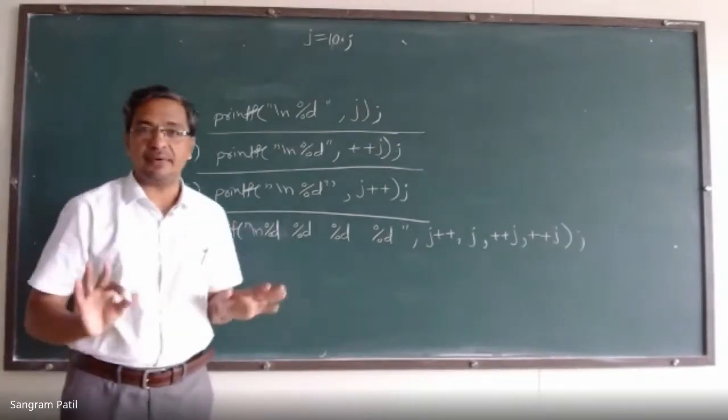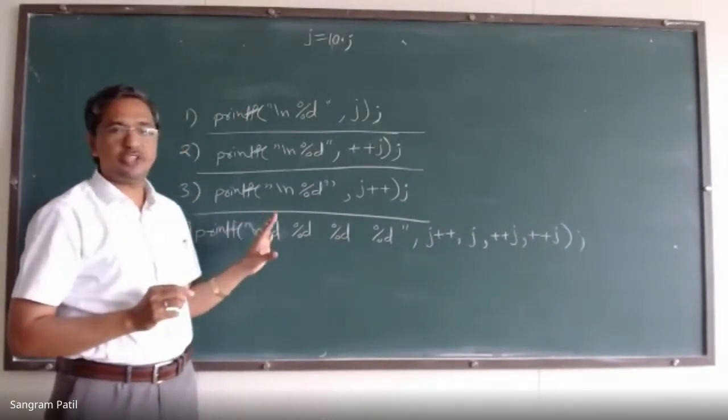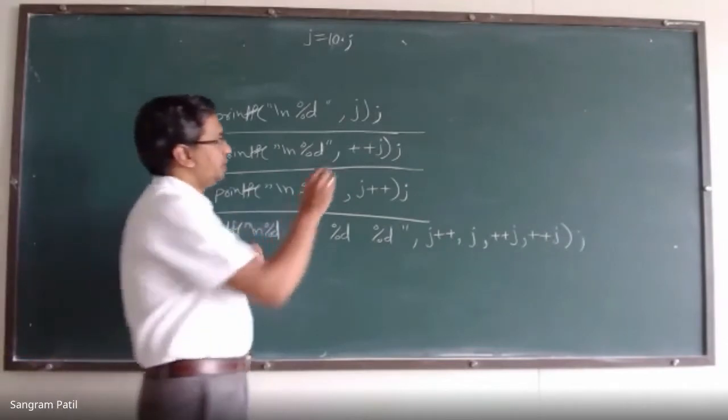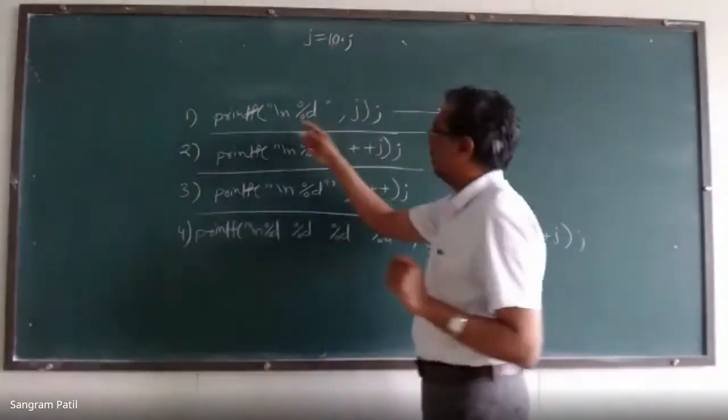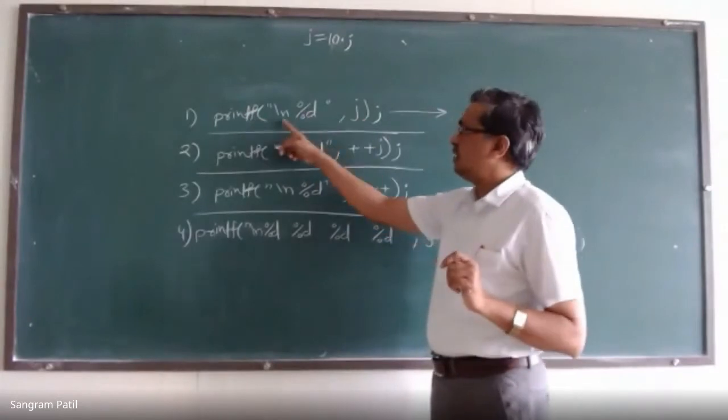Okay, these are totally different. They don't have any relation with each other. Now when this statement is executed, printf slash n percentage d, j, this indicates go to the next line.